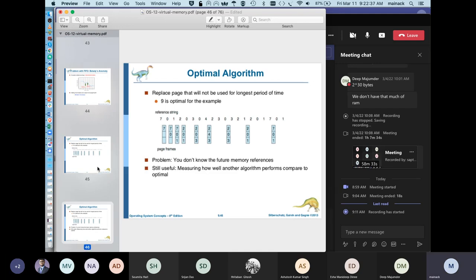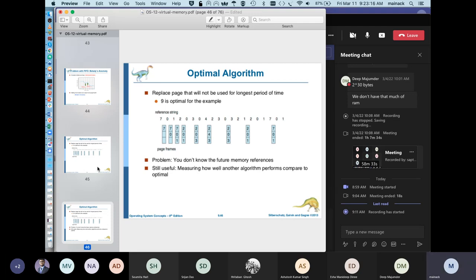So essentially, the optimal algorithm is not practical, because no one is a god and no one knows what is going to happen in the future. However, the optimal algorithm is still useful for setting the baseline to tell how good or bad a page replacement algorithm is. Because you cannot be better than optimal, but you can closely approximate optimal, and that is our goal. So this optimal, or OPT, algorithm provides a very useful baseline.